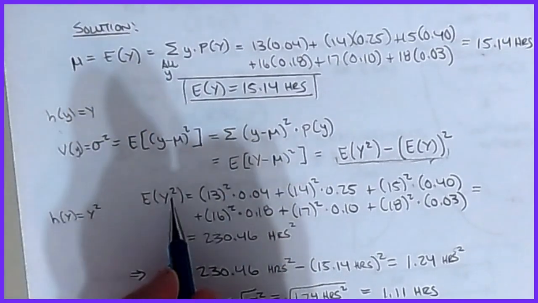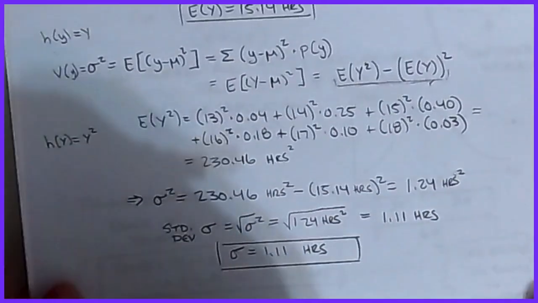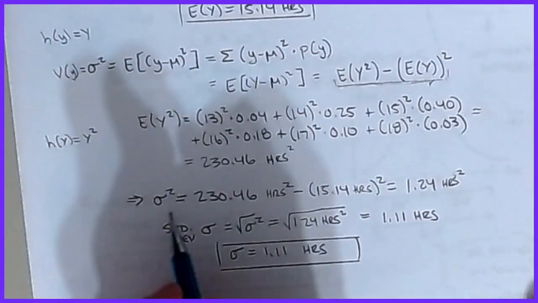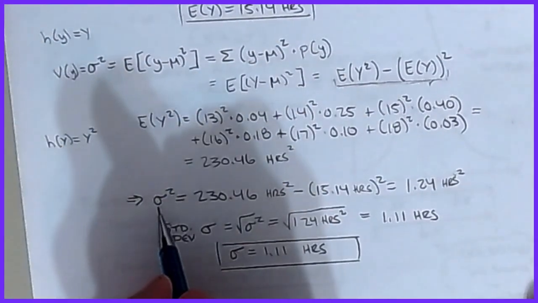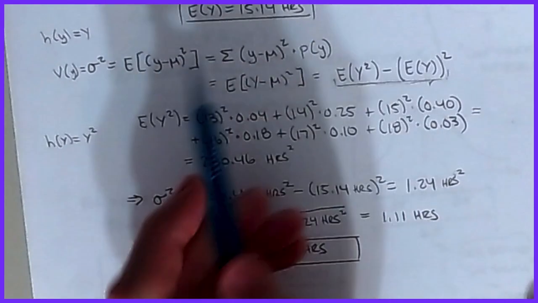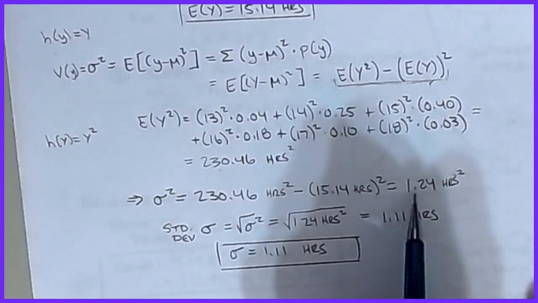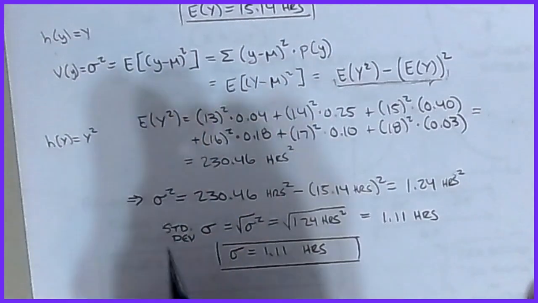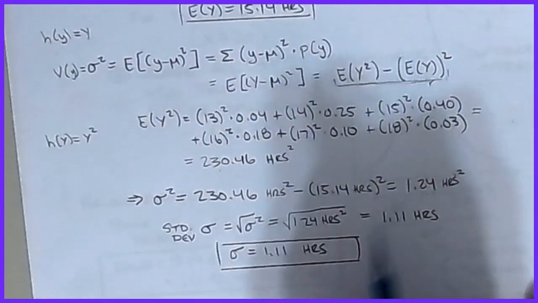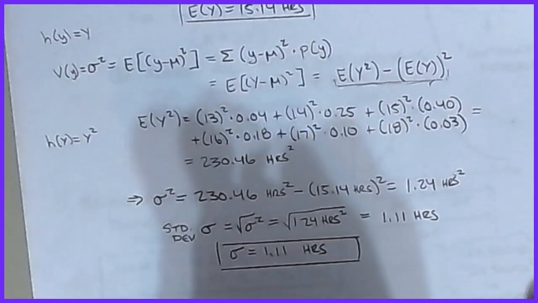And so when I calculate the expected value of y squared, that's 230.46. And again, the units on that are hours squared. Then I can calculate the variance, or the standard deviation squared, as the first term, E of y squared, minus the value that we got up here, the 15.14, that quantity squared, and I'm left with a variance of 1.24 hours squared. So the standard deviation is just the square root of that number. It's 1.11. It gives you a sense of the spread of the data.